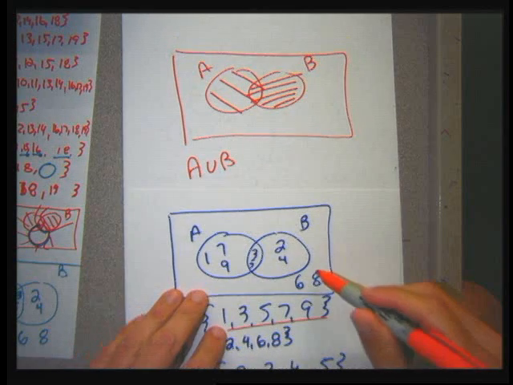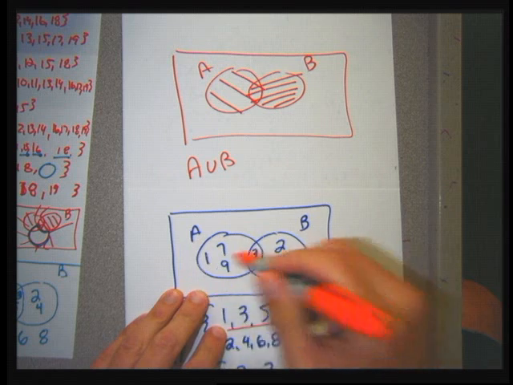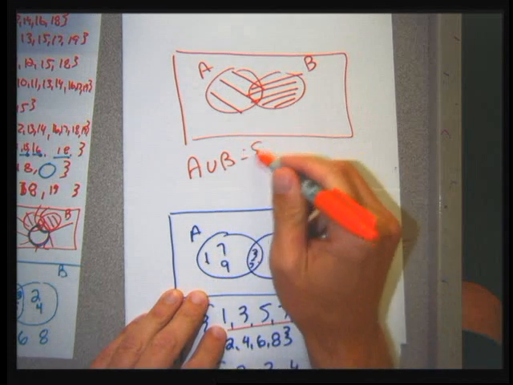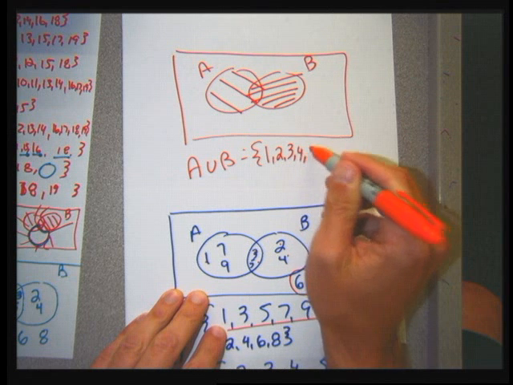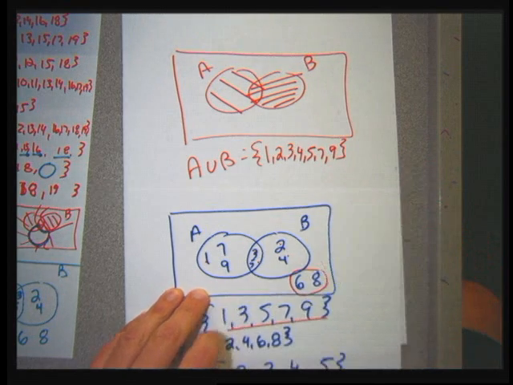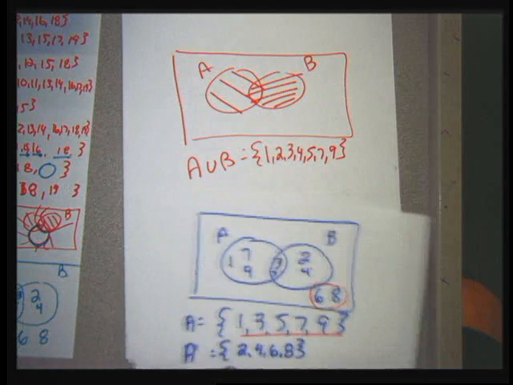A union B is anything but that 6 and 8, because it's the numbers 1, 2, 3, 4, 5, 7, and 9 that are either in the A circle, in the B circle, or in both the A and the B circle. So A union B is anything but the numbers 6 and 8 that are outside the circles.